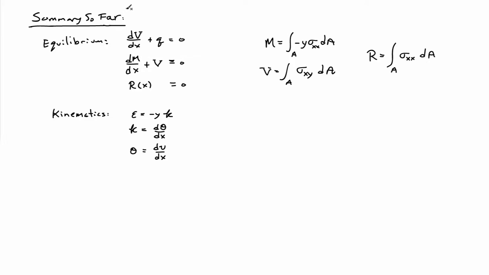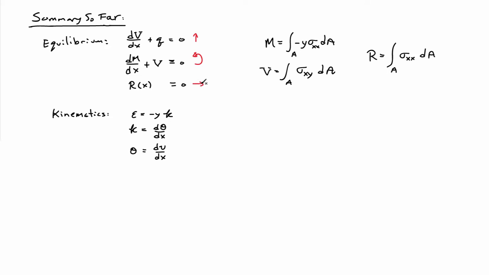So let's summarize the equations that we've developed so far for the bending beam. We have a lot more than we have for the other simple cases of axial forces or torsional forces on beams. We have three equilibrium equations, first of all. Those are the sum of the forces in the vertical direction, sum of the moments about the z-axis, and sum of the forces in the x direction.